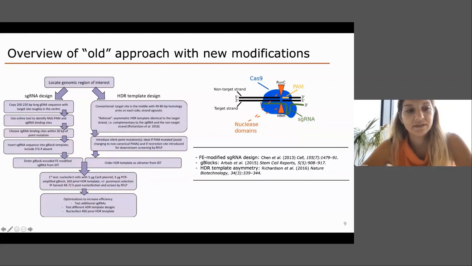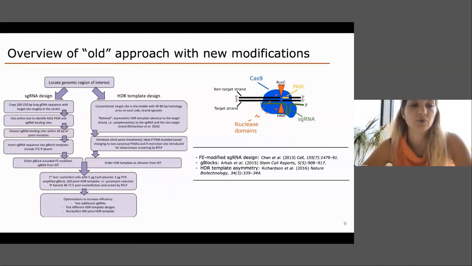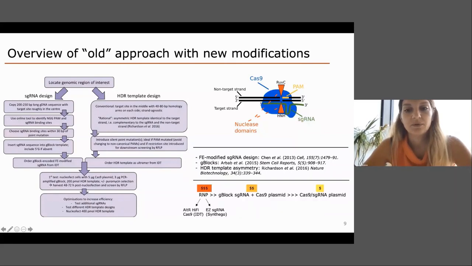The way I delivered the single guide RNA sequence into cells was by using a so-called gBlock. These can be ordered commercially and are fairly cheap. It's basically a block of DNA that encodes the guide RNA with some additional modifications that make it more stable and better expressed in cells. And that was actually quite important when I was initially testing everything in a simple cell system such as HeLa cells.